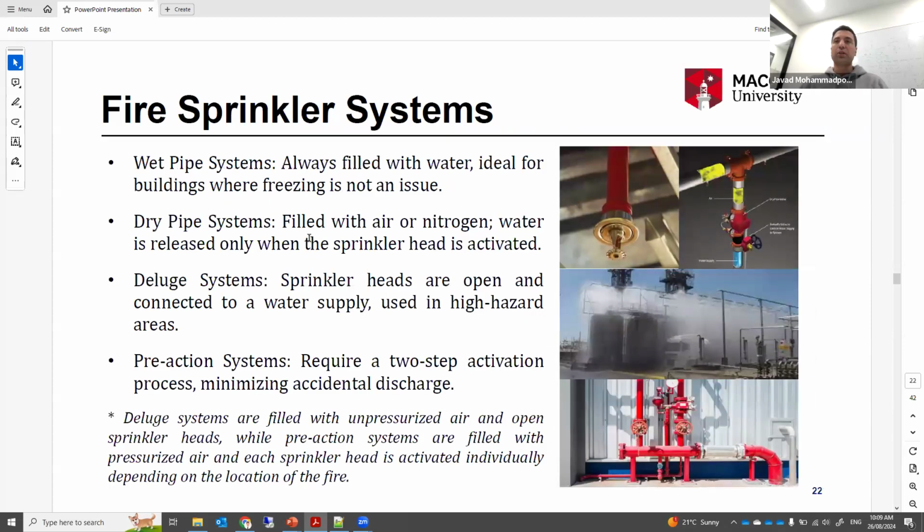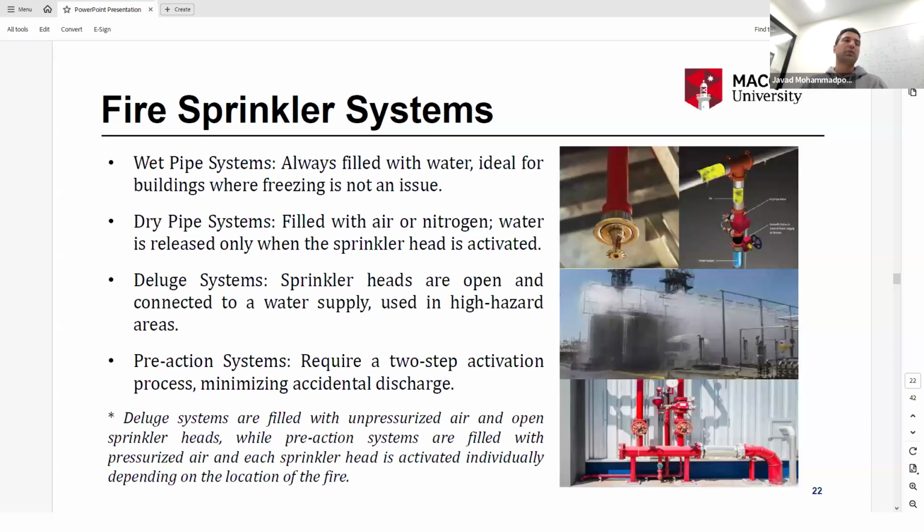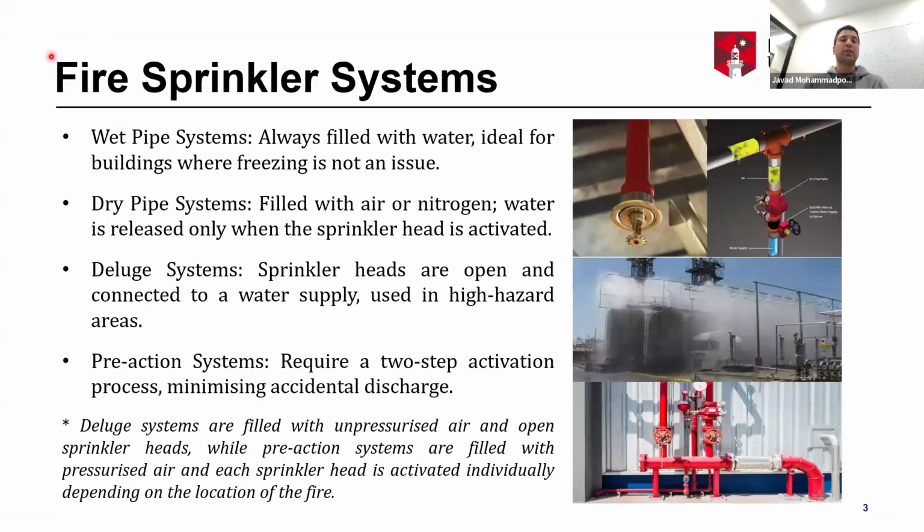And now it's time to start this week's session. So very quickly, I'm gonna just summarize the theoretical part and then we can work on simulations. Very quickly, we have different sprinkler systems. The first one is the wet pipe system, and these systems are always filled with water, and are used for buildings where freezing is not an issue.